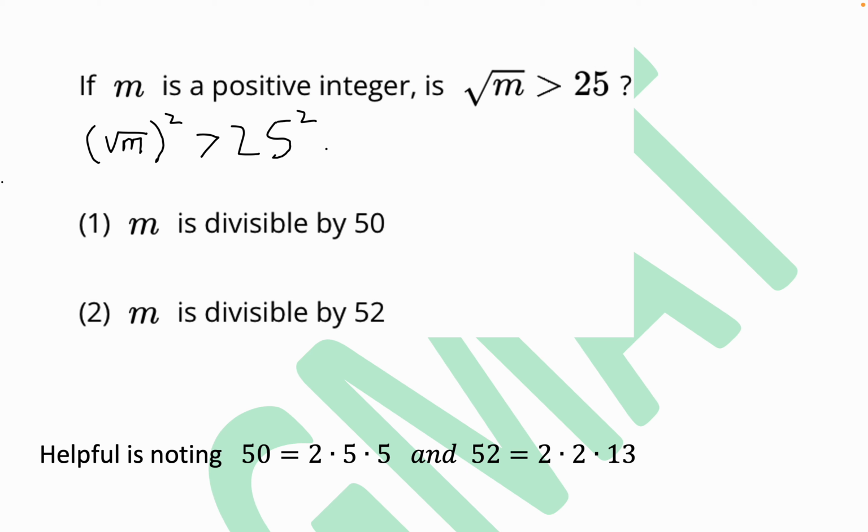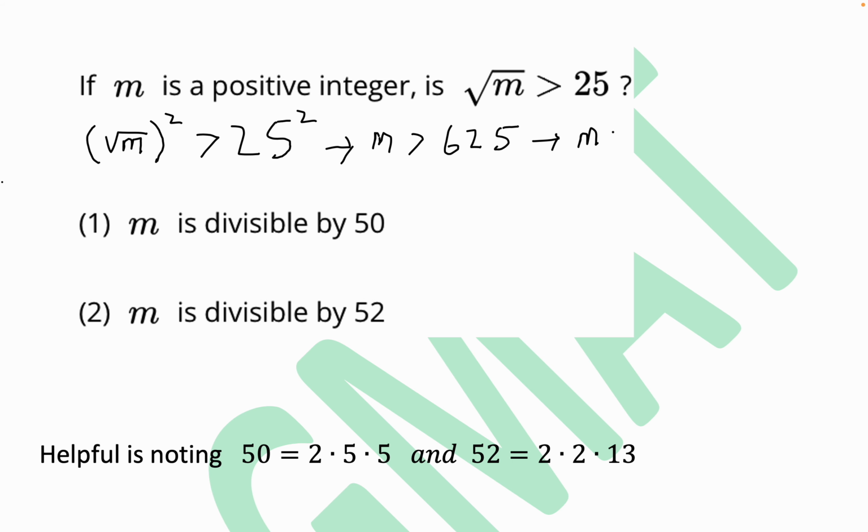Problem, this very first statement implies that m would be strictly greater than 625, 25 squared being 625. Now, since we're talking about integers, maybe a nicer way of thinking of this would be to say that m is greater than or equal to 626.